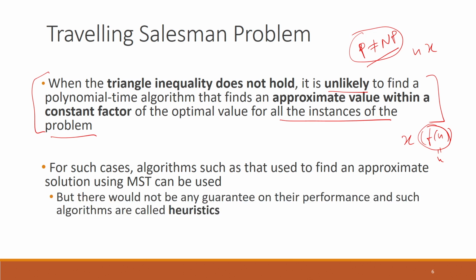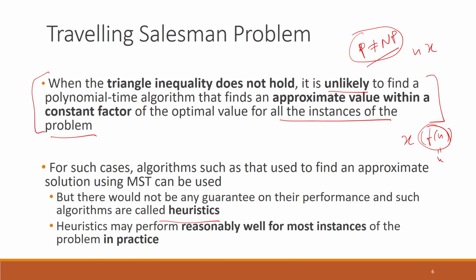Okay. So such algorithms, where we do not have such a guarantee, are called heuristics. This is the terminology that we will be using. If we do not have any guarantee on the performance of such algorithms, they are referred to as heuristics. Even though these heuristics do not have a guarantee on the performance, they may perform reasonably well for most of the instances of the problem. Just that they may not do that well for some pathological or rare cases of different problems.